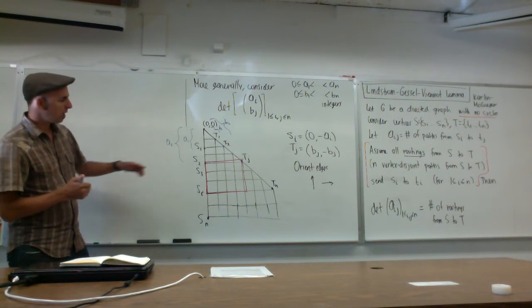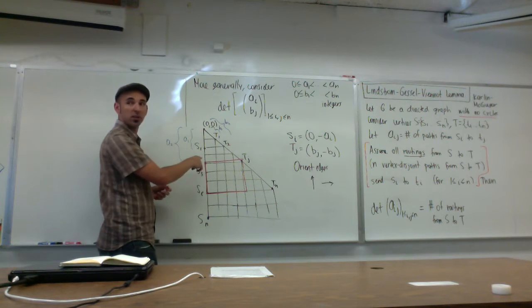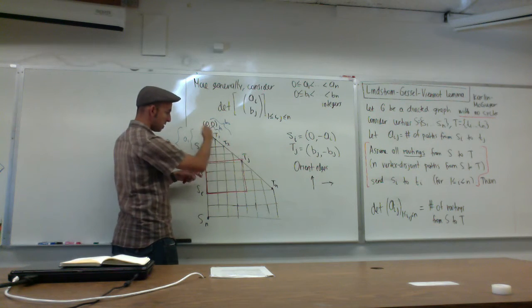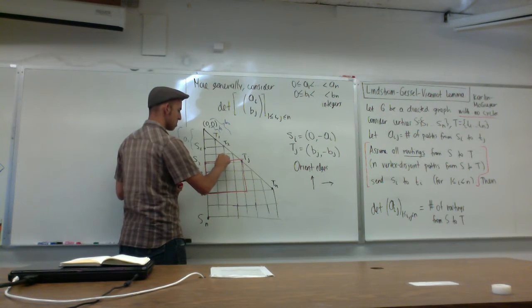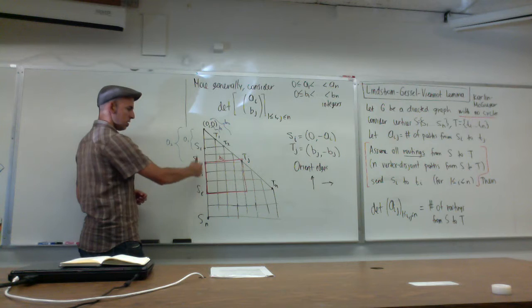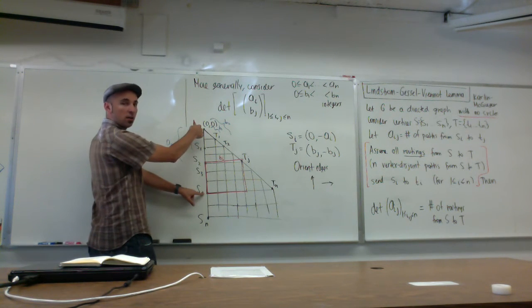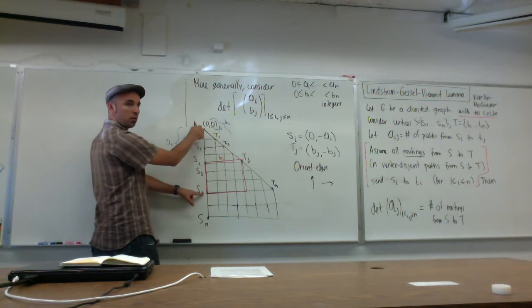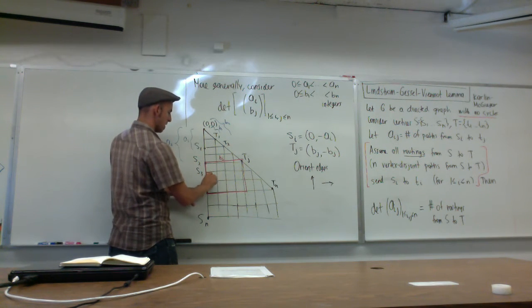Well, how long is this? Remember, this is a 45-degree angle, right? And so this is Bj, so this is also Bj. And how long is this? Well, this is Ai. Sorry, from here to here, it's Ai. And from here to here, it's Bj. So this distance is Ai minus Bj.